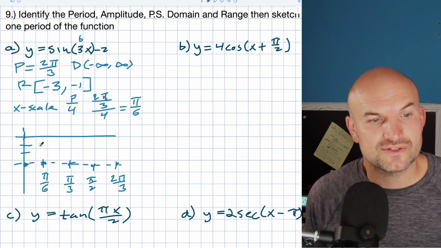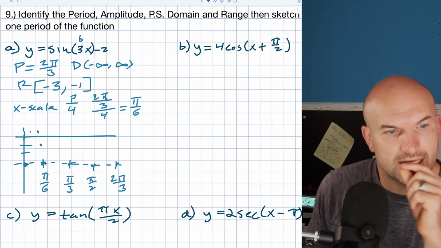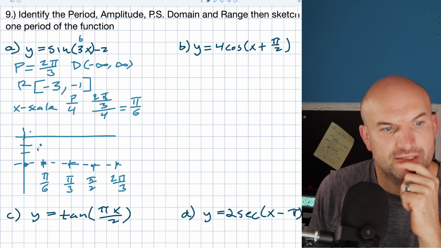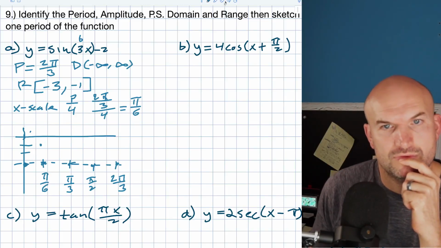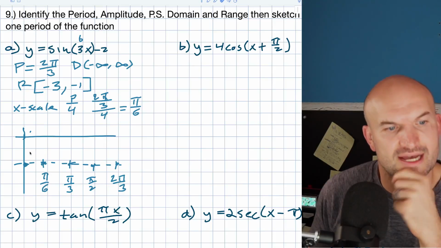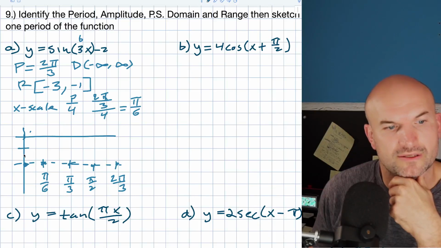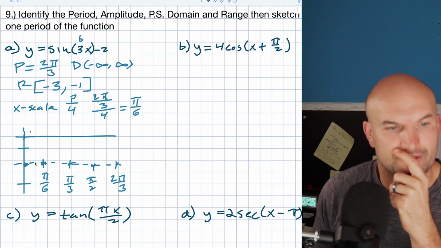So sine goes up to negative... Oh, no, wait, I made a mistake there. That should be at like -2. So that would be as high as -1. That would go -1, -2, and then -3. There you go.